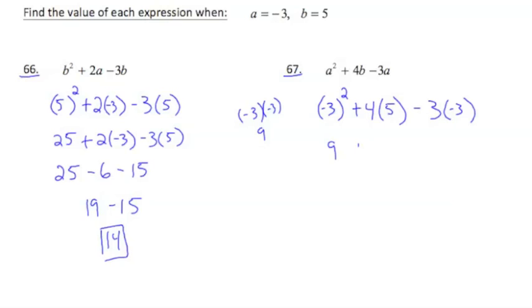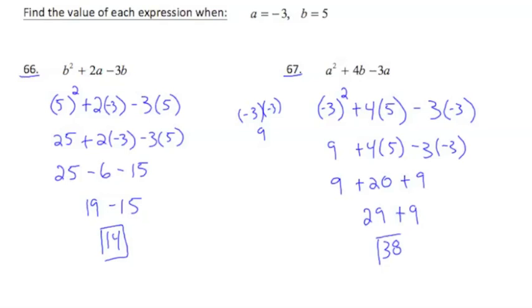All right, rewrite the rest of the problem. Okay, 2 sets of multiplication to do. So the first one, a positive 4 times a positive 5, is going to give me a positive or plus 20. Now a negative 3 times a negative 3 is going to give me a positive or plus 9. And now I just have some addition to do. 9 plus 20 gives me 29. And then 29 plus 9 gives me 38.